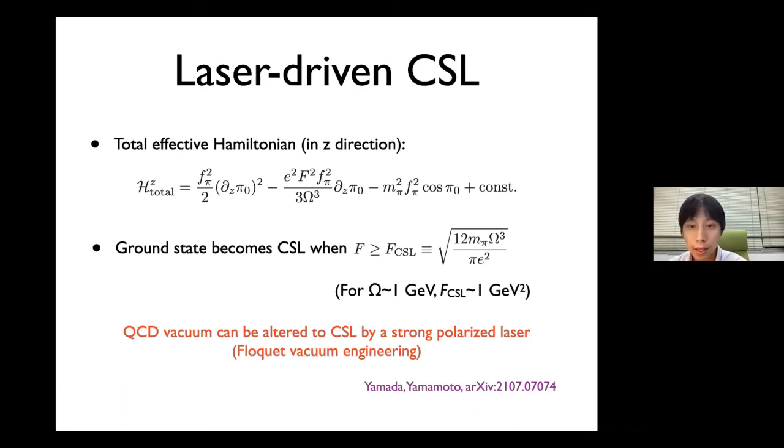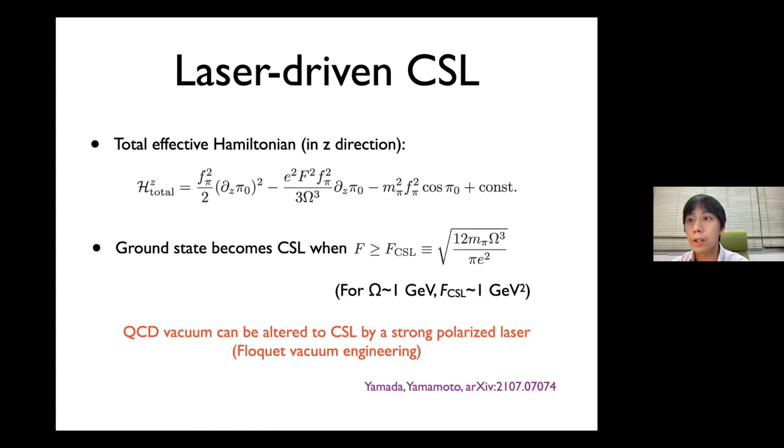As a reference, for the frequency comparable to 1 GeV, the critical magnitude of the laser field is 1 GeV squared. And certainly this is beyond the current experimental reach. But what we have found is that there is an unknown parameter region of laser intensity where the QCD vacuum becomes unstable against the formation of this novel chiral lattice. And we may call this Floquet vacuum engineering.